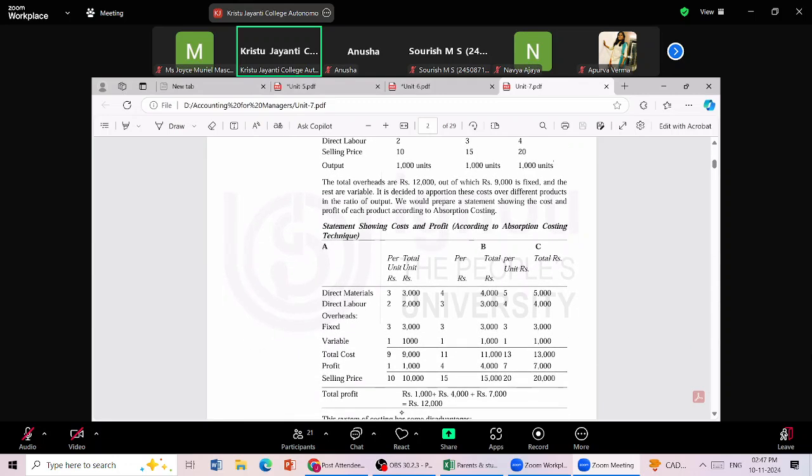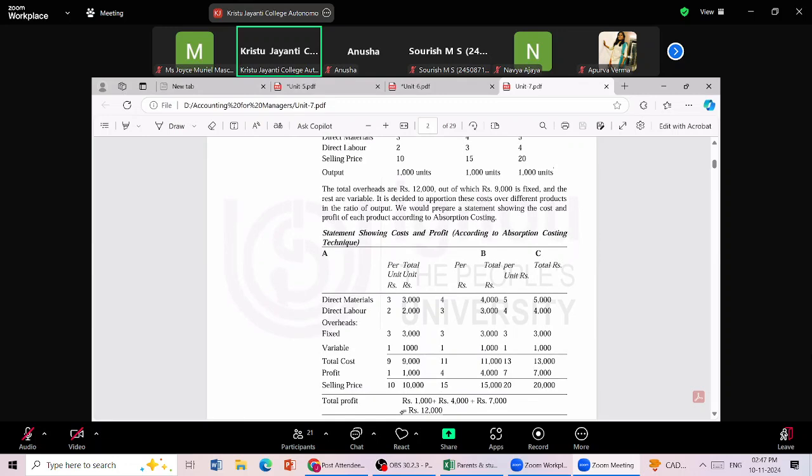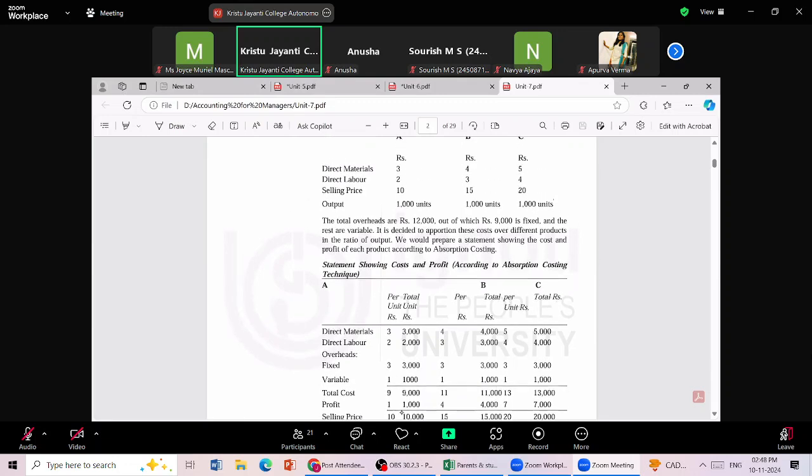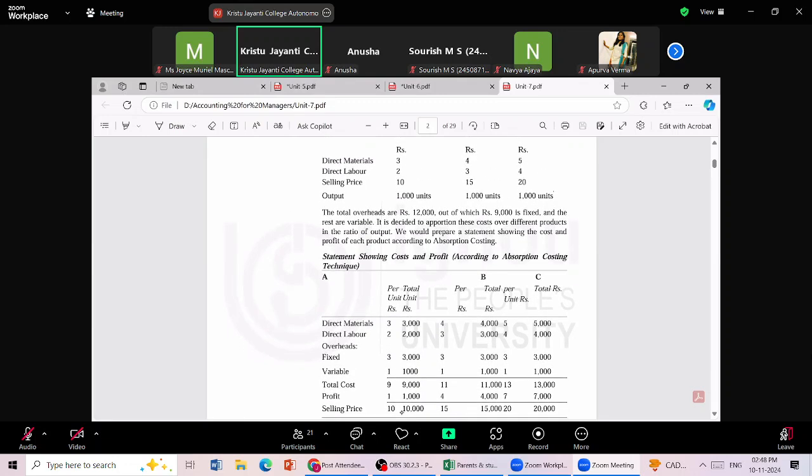So what they have done, you can see here: the statement showing the cost and profit according to absorption costing. As I told you, in absorption costing you take all your direct material, direct labor and any variable expenses, and that alone will determine the cost of a product. Here you can see three different products, A, B, C. Direct material is how much? 3 rupees, 4 rupees, 5 rupees.